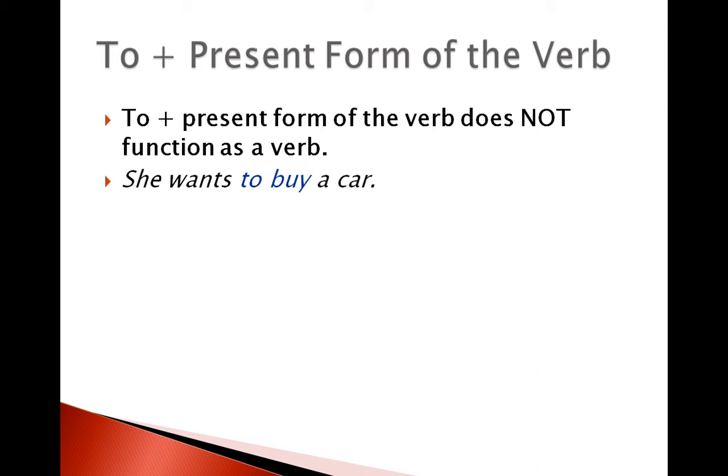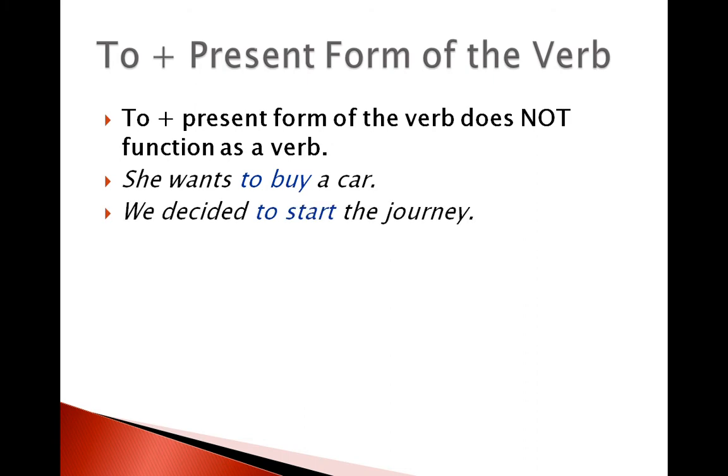To buy is functioning as the object of verb wants, and as such it's playing the role of a noun. Functioning as the object of a verb is one of the basic roles of nouns. We have learned this concept in an earlier lesson. So to buy is an infinitive, and infinitives don't function as verbs in sentences, and in this sentence this infinitive functions as the object of a verb and it plays the role of a noun.